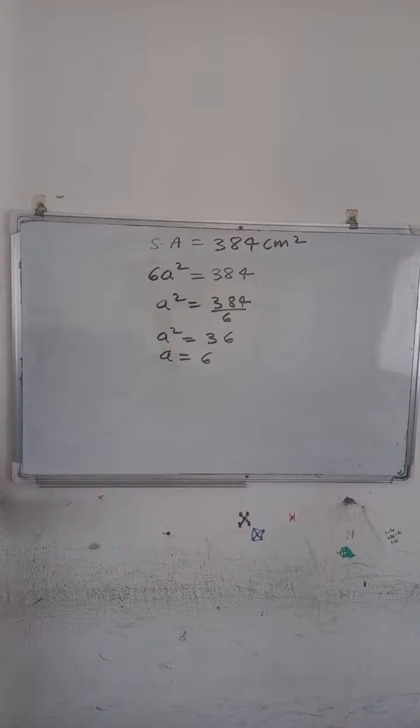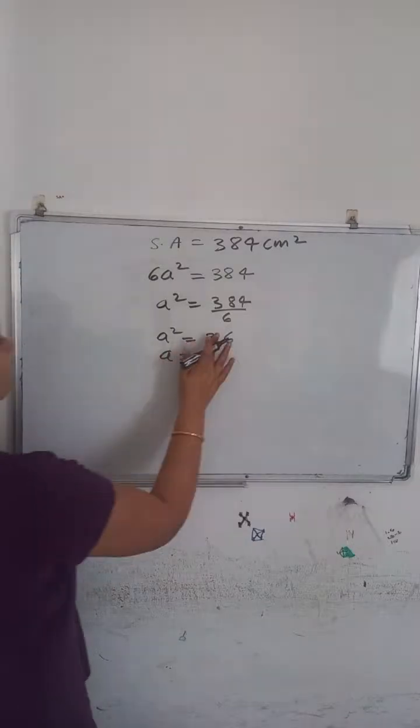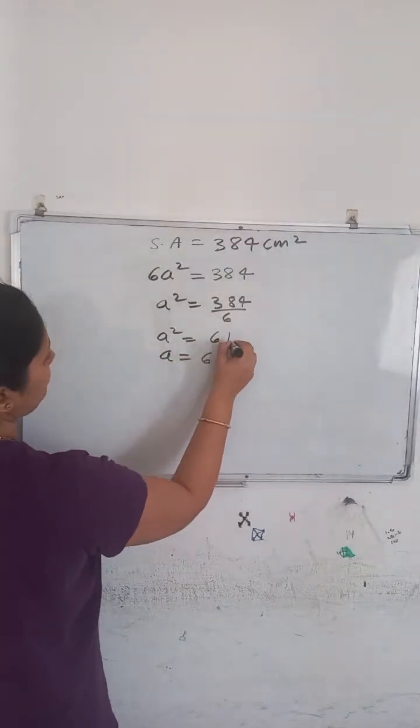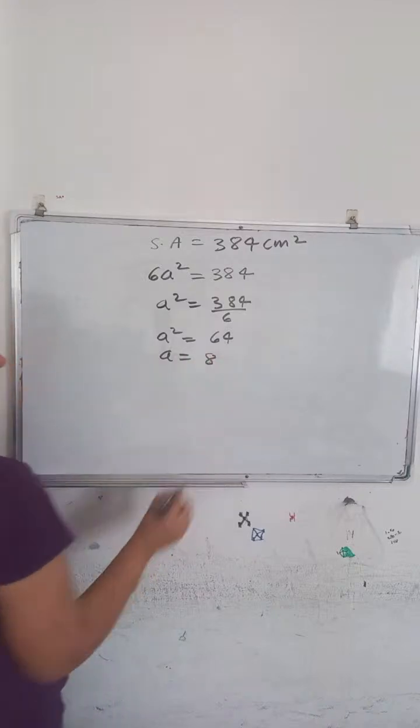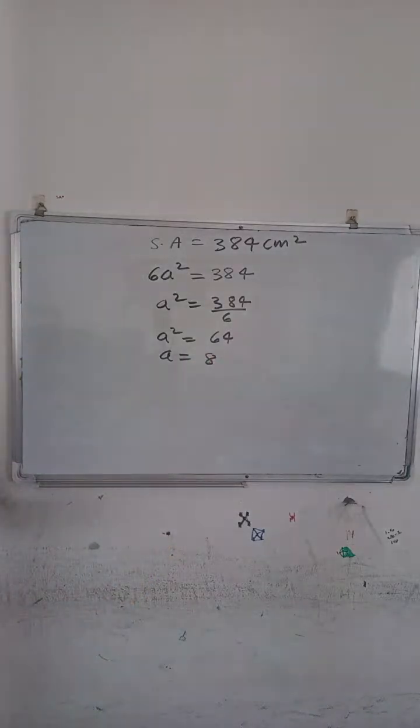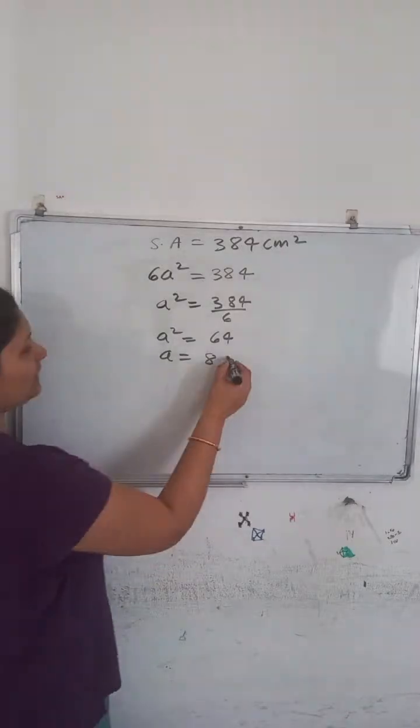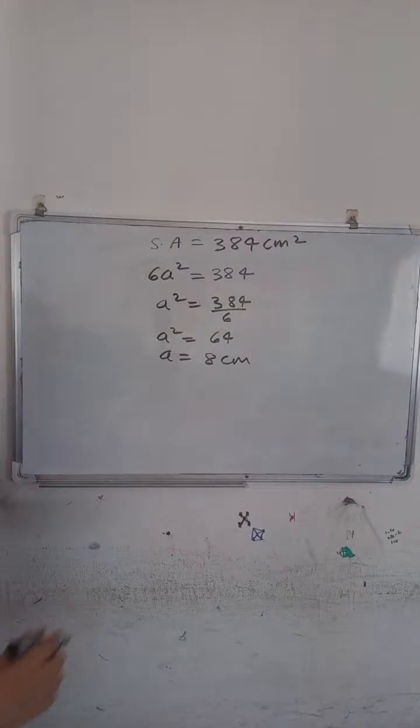Then one side will become how much? Not 6, it's 64, that is nothing but 8. So here a square is nothing but 64, and a is equal to 8 centimeter. Don't forget to write the units.